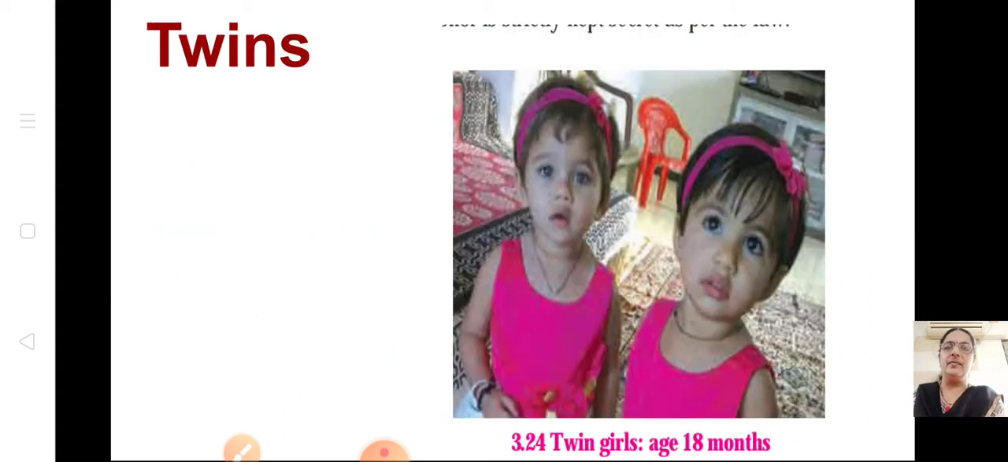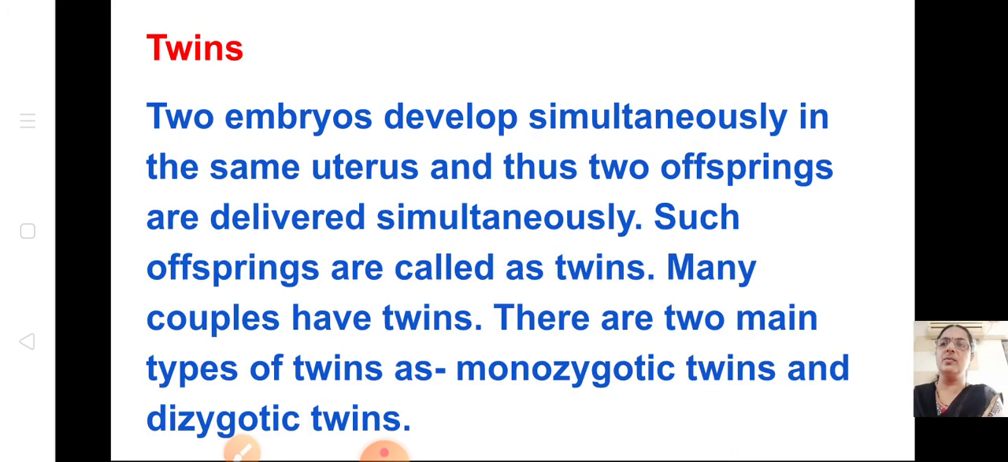Now we had doubts in, we'll clear more of twins now. Okay, so twins. What are twins? When two embryos develop simultaneously in the same uterus and thus two offspring are delivered simultaneously, such offspring are called twins. Okay, so two children are born at the same time, one after the other, from the same uterus of the mother. They are called twins.